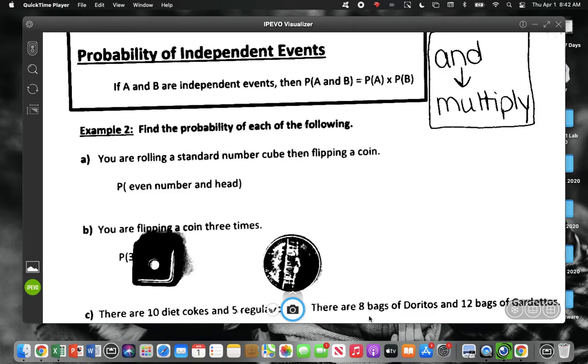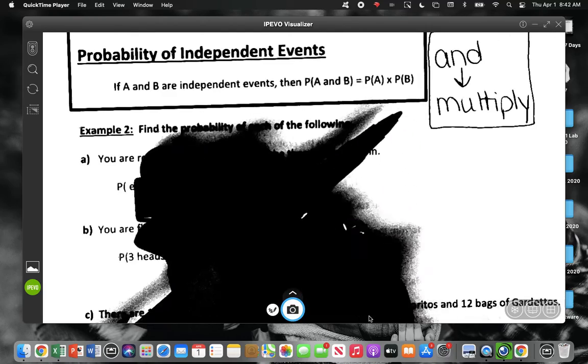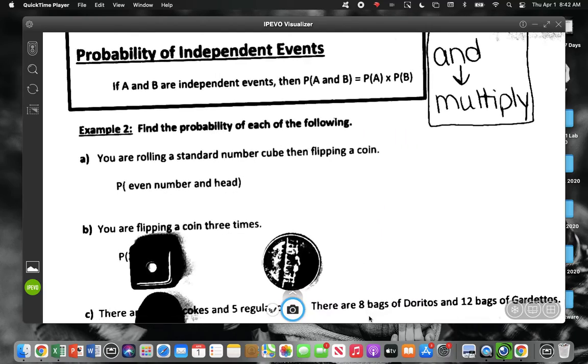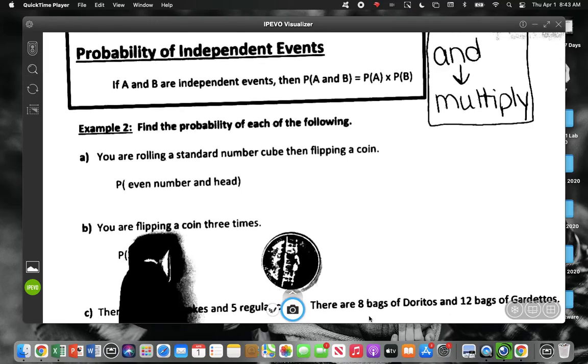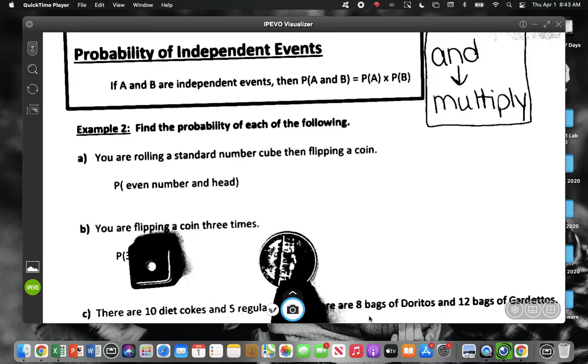So you guys got to answer me. Is what I roll on this die or this number cube, does this have an effect on the result of my coin flip? Does this change the results of this? No, they're completely separate. They stand alone. That's what it means when they're independent.